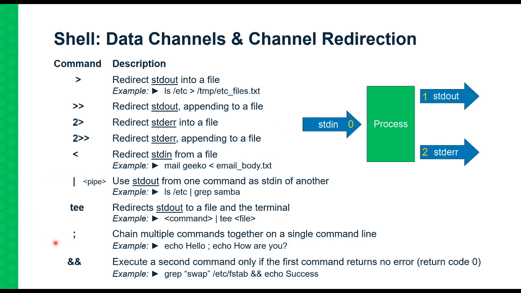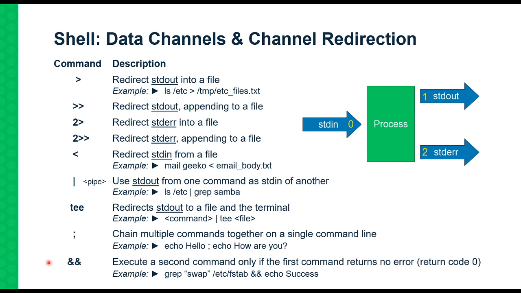We can also run multiple commands by using a semicolon. So to chain multiple commands together on a single command line, you can run, for example, echo hello and then semicolon echo how are you, and it will write this for us. It will execute both commands with a single enter basically.